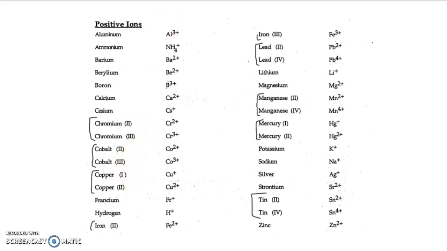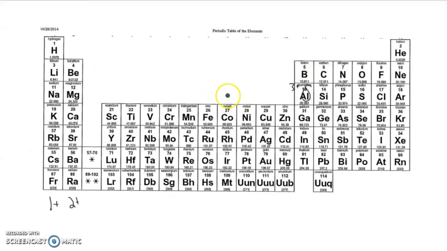Okay, so a lot of those elements that have Roman numerals, like iron, cobalt, copper, a lot of those elements are in this center, the transition elements right here. But like I said, we also have tin and lead, which are right down there.